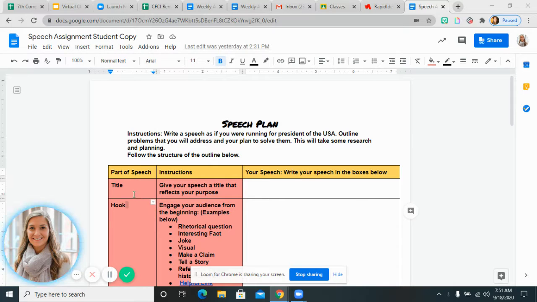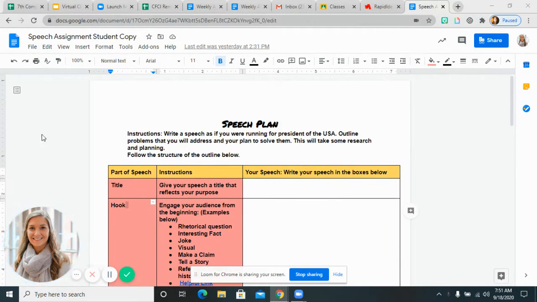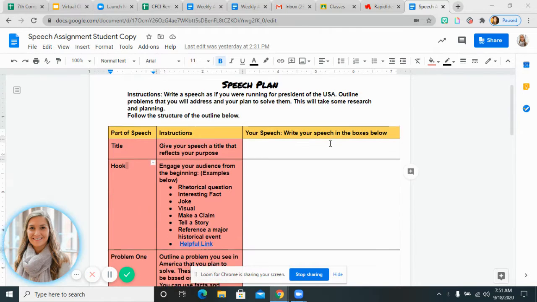Hi guys, so this is our speech plan assignment. This is going to be your graphic organizer to help you organize and plan your speech. So the instructions say: write a speech as if you are running for president of the USA, outline problems that you will address in your plan and your plan to solve them. This will take some research and planning, so follow the outline.